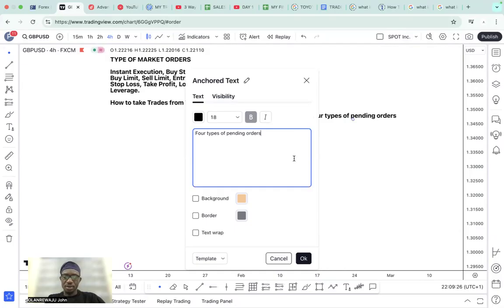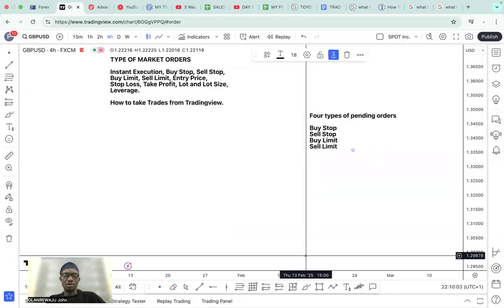We have four types of pending orders, of which number one is buy stop, which I'm so sure you saw on Baby Pips. So number one is buy stop. Number two is sell stop. Buy stop, sell stop, and then buy limits, and then sell limits. So those are the four types of pending orders that we have.